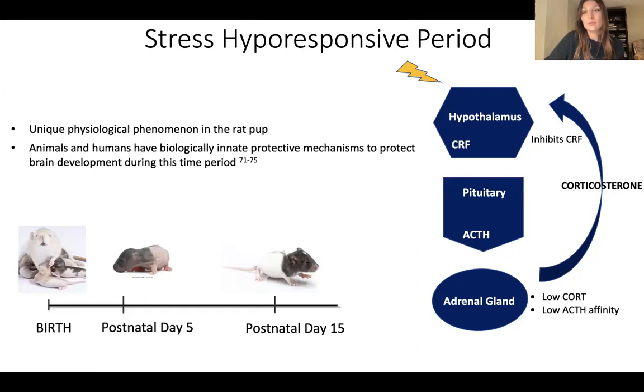So as we talked about with the HPA axis, in rats, there's actually a unique physiological phenomenon that occurs during development called the stress hyperresponsive period. So this occurs to protect the brain during this critical time period so that it doesn't get perturbed by stressors. So the HPA axis is still functioning, but it's really inhibited. So there's low circulating levels of corticosterone and low affinity to adrenocorticotropic hormone. So this pathway is just not really activated during this important period of development.